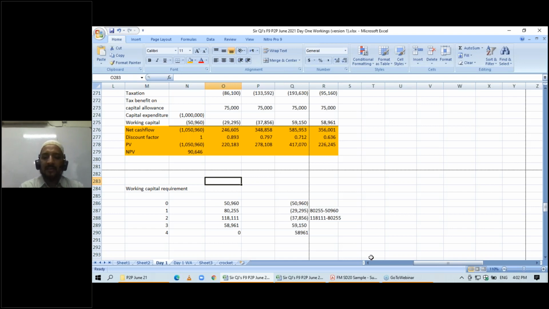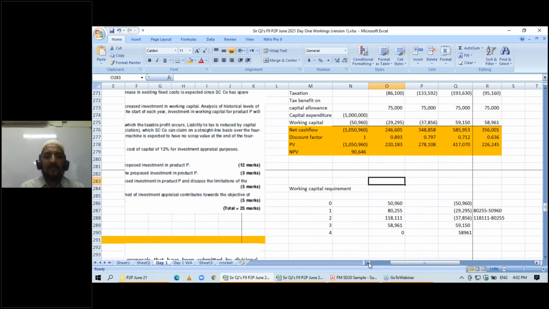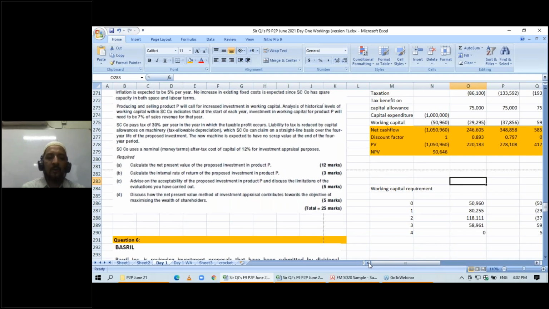So in the last class, we were doing SC company, and we did the first part of it, which was calculate net present value. So we did this requirement A, and now we are moving on to the requirement B. So the requirement B is calculate the internal rate of return of the proposed investment in product P.